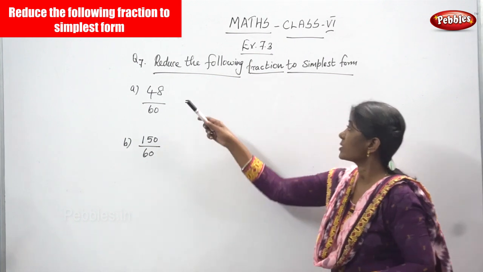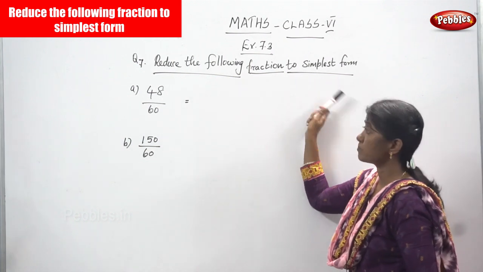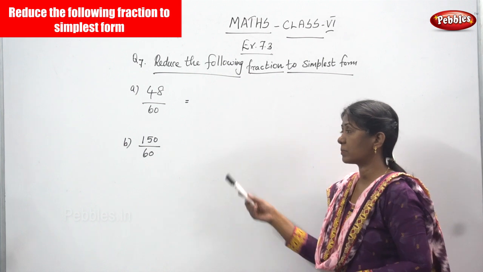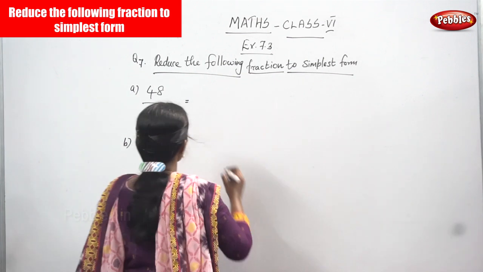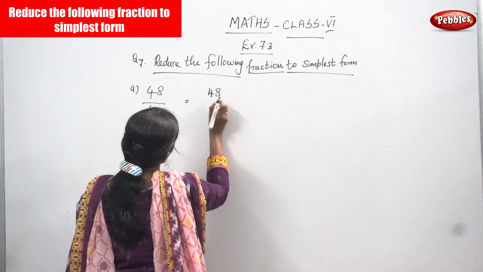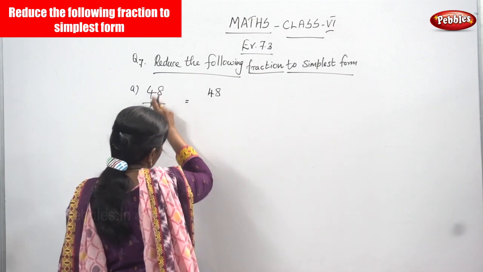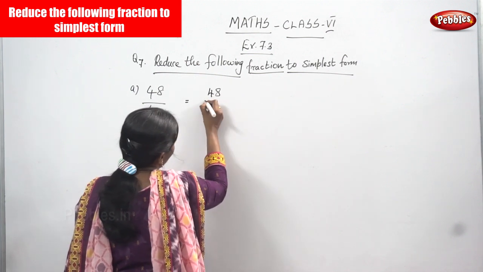Now we are going to see question number 7. Reduce the following fraction to simplest form. The question is 48 divided by 60. So now we are going to do the sum. Reduce this fraction to simplest form.